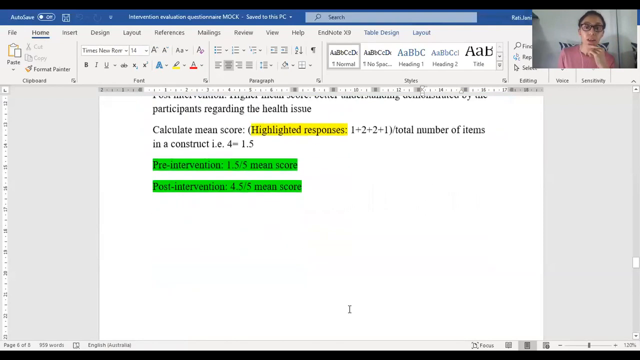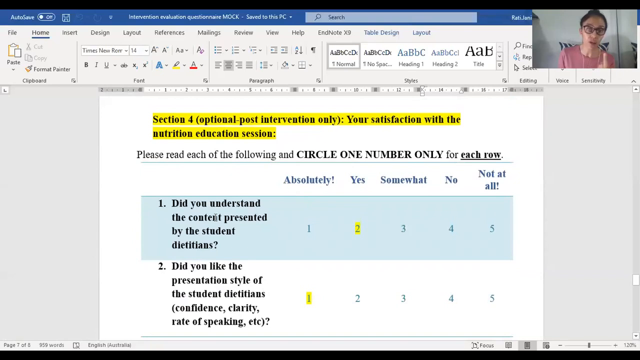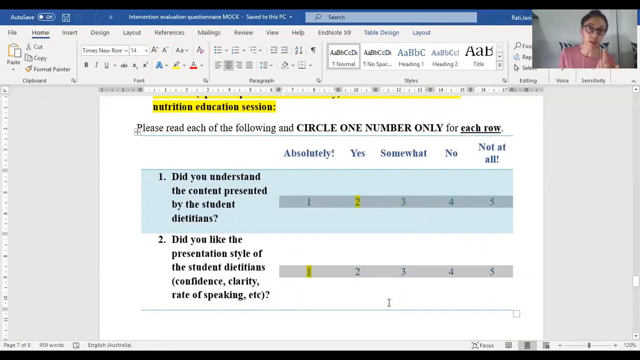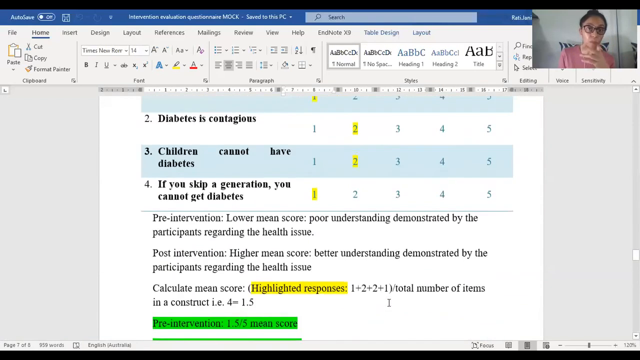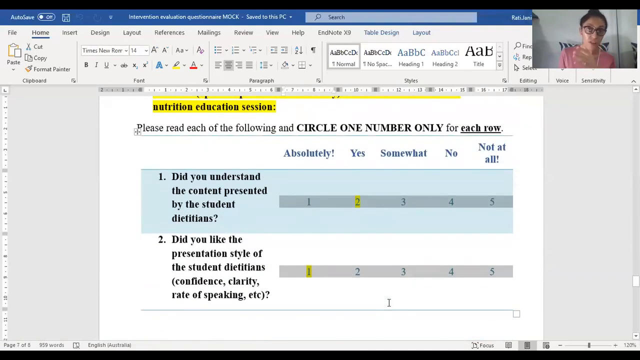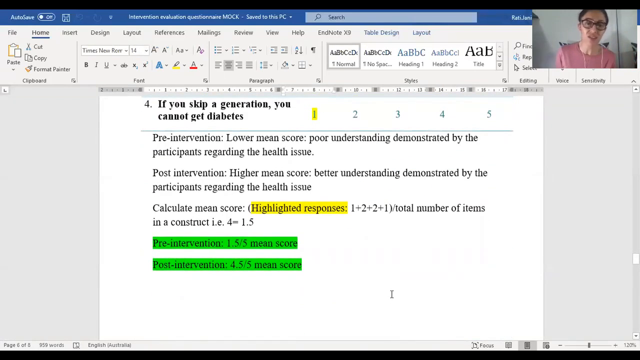You can do the same thing for your process evaluation. If you have a quantifiable process evaluation, you can calculate mean scores in the same manner. Obviously, process evaluation is only done at the end, so you won't have a pre-post intervention process evaluation score. You will have a post-intervention only process evaluation score, which is logical. It's absolutely right to have that. I hope this is clear, guys, because this is really simple.